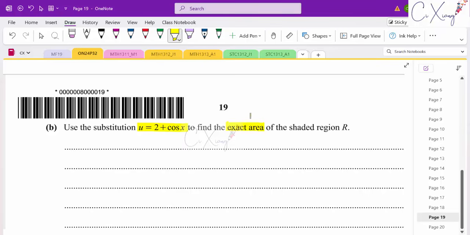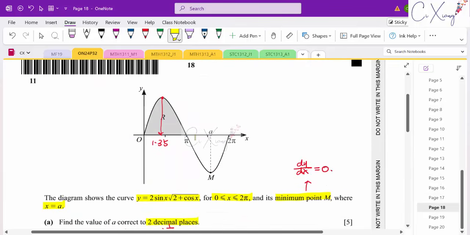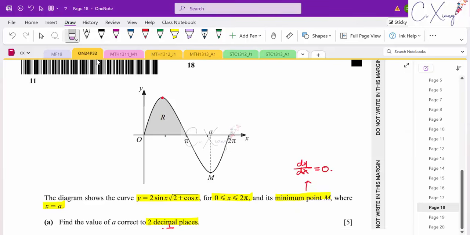Okay, then now let's have a look at our question first. To set up the equation for area, we need to know where the area starts and where the area ends first, right? Okay, so let's set up here first. To find the area, you should know that we have to apply integration.